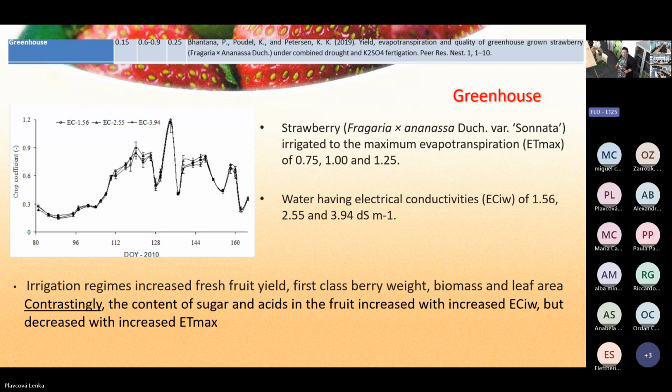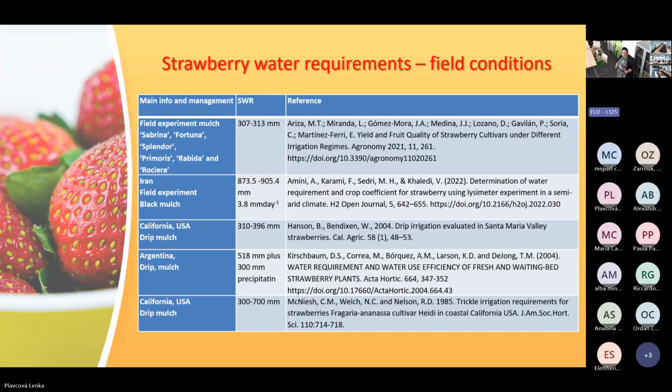What is also important to say is that in field conditions, precipitation is an important factor in determining evapotranspiration and crop coefficient, but in this protected area, this is not the case.